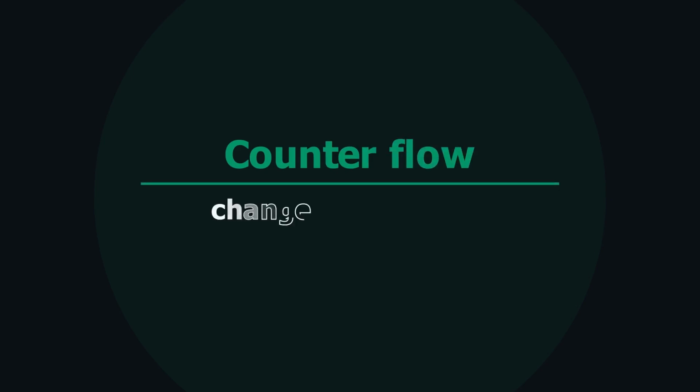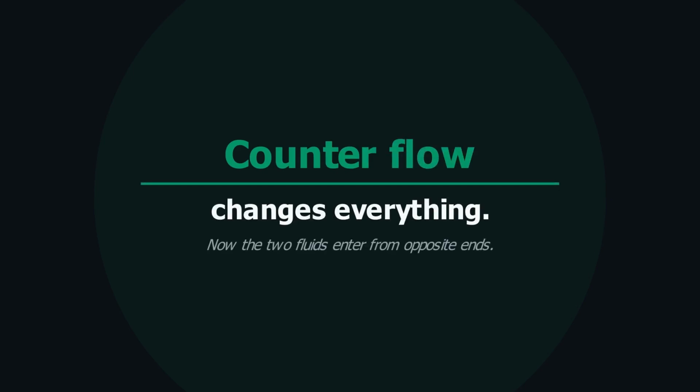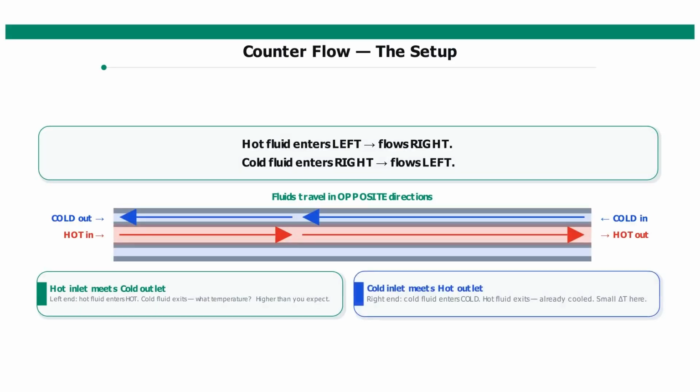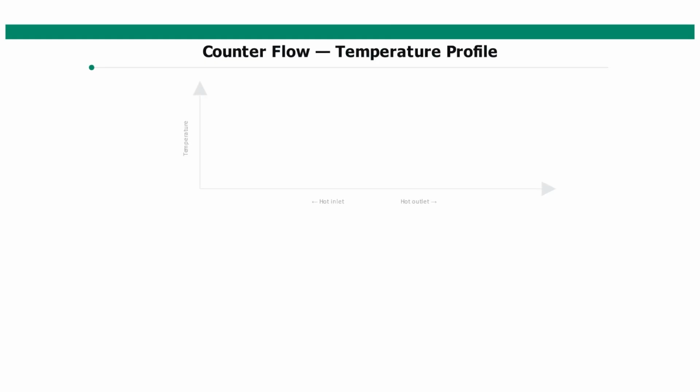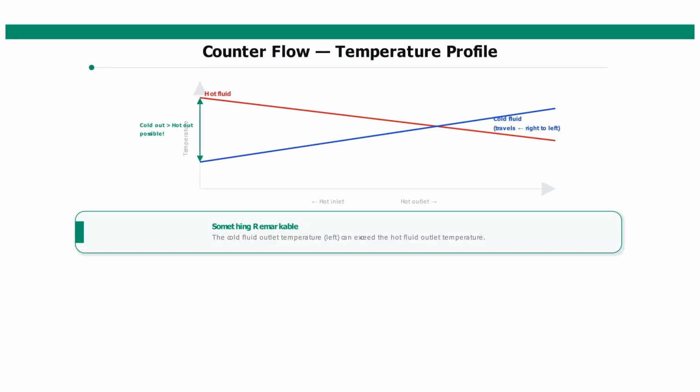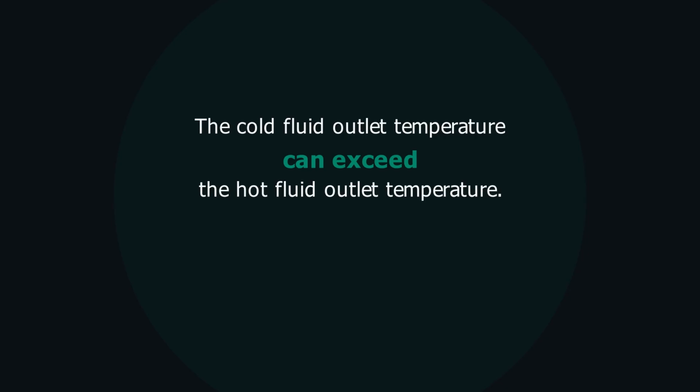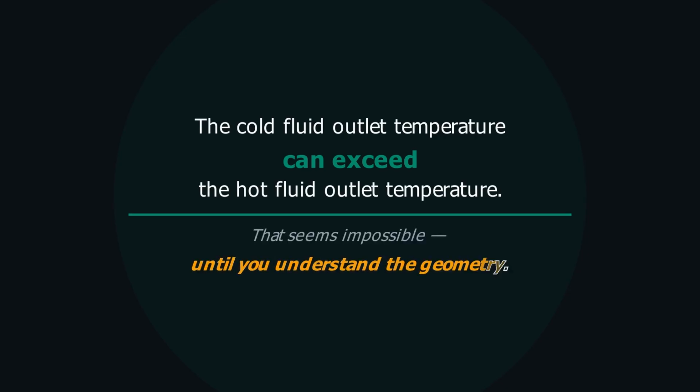Counterflow. Counterflow changes everything. Now, the two fluids enter from opposite ends. Hot fluid enters from the left and flows right. Cold fluid enters from the right and flows left, directly toward the hot fluid's inlet. Now, watch the temperature profile. Something remarkable happens. The cold fluid outlet temperature can exceed the hot fluid outlet temperature. Cold fluid, hotter than the hot fluid at the outlet.